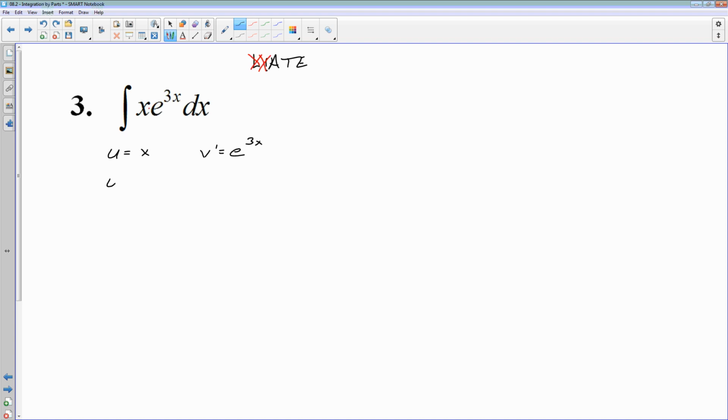Then I need to find the derivative of u. u prime is 1. The antiderivative of v. The antiderivative of e to the 3x is e to the 3x divided by 3. And then I'm going to put this into my parts formula. u times v, which is x e to the 3x over 3, minus this product, 1 times e to the 3x over 3, so minus the antiderivative of 1 times e to the 3x over 3.